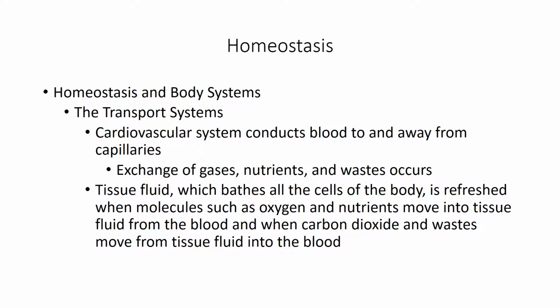Now, transport systems. Your cardiovascular system, which is really your heart and your blood vessels, is going to carry blood around through the capillaries, where you get exchange of gases, nutrients and waste. And then you also have tissue fluid, which is going to make sure that the cells have everything they need, like oxygen and nutrients, and they'll also move wastes out, like carbon dioxide, ammonia, nitrogen, things like that.